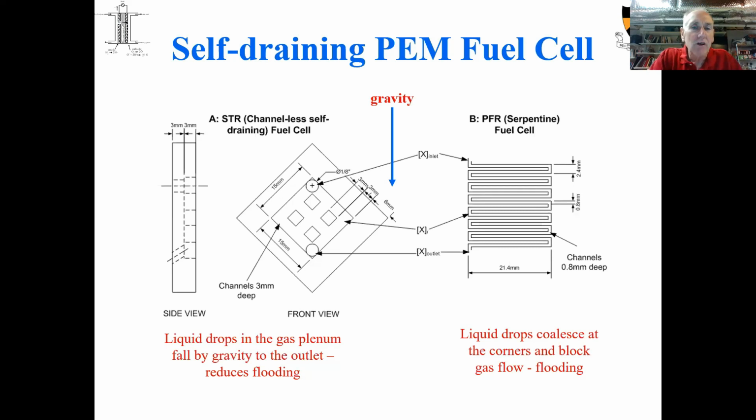If we compare this self-draining fuel cell to the typical serpentine fuel cell, you'll notice that with the serpentine, it doesn't matter what direction you move it in, you're at some point going to hit corners where water gets stuck and you can't get it to flow out. Whereas with the self-draining system that we proposed, the liquid water that forms in the gas plenum will fall by gravity to the outlet, and so it will reduce any flooding and allow the fuel cells to operate.